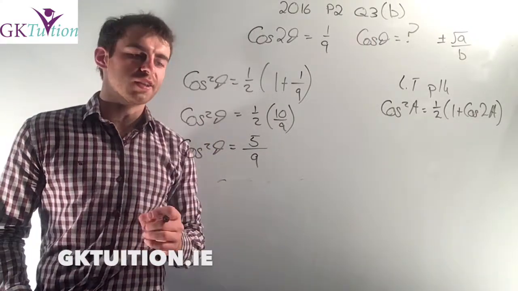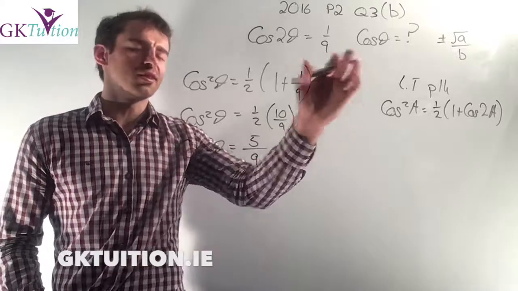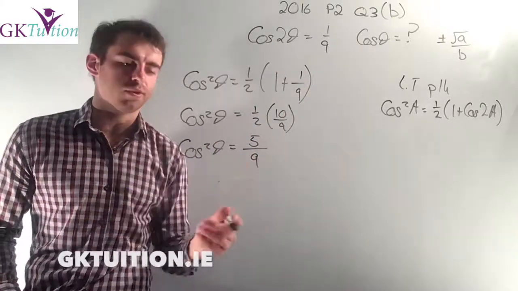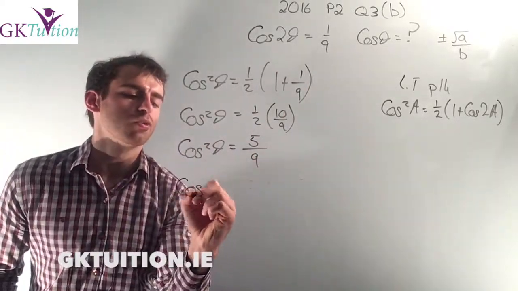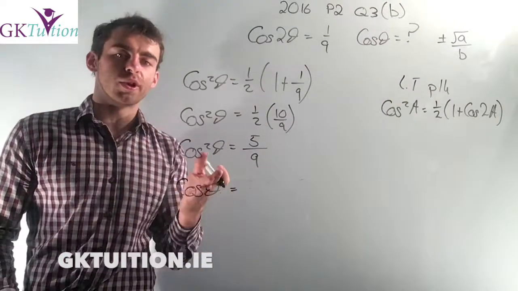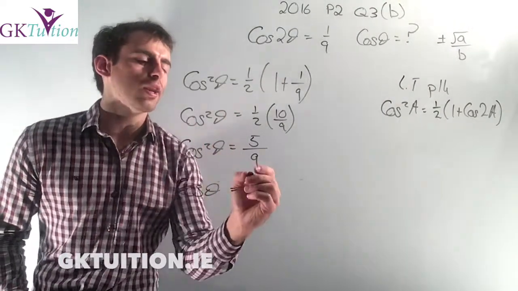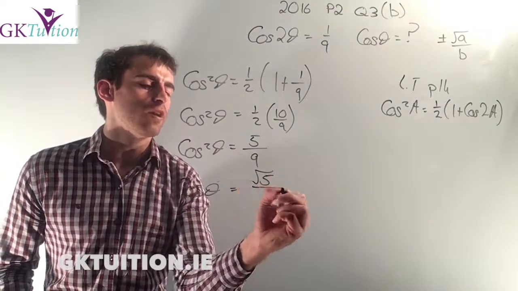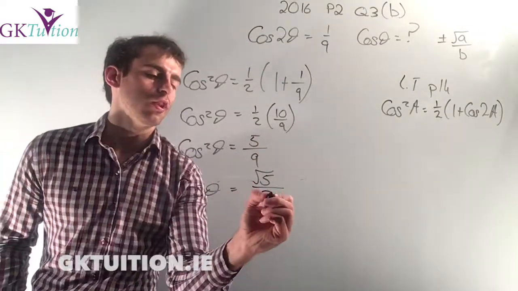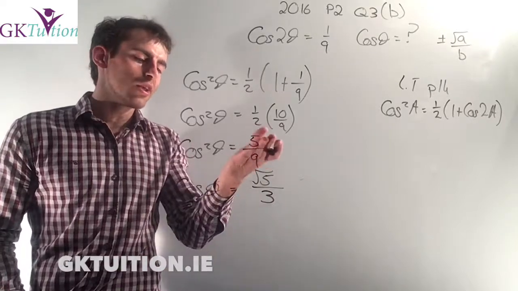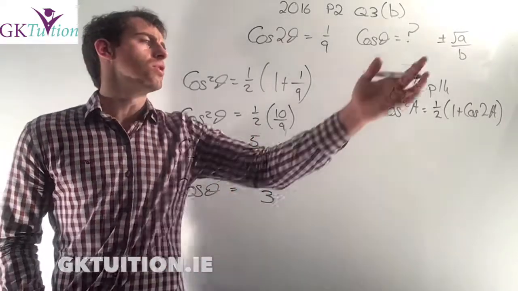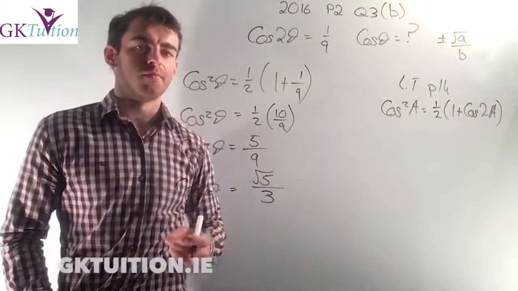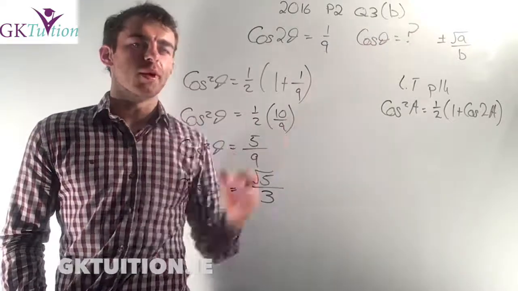If cos squared theta is 5 over 9, in order to get cos theta, I just need to get the square root of everything. So if I get the square root of the left-hand side, I end up with cos theta. The square root of the right-hand side, well, the square root of the top, I can just leave as the square root of 5. The square root of 9 is 3. So that is just root 5 over 3, which is in the form of root a over b. But it asked me to write it as plus or minus.